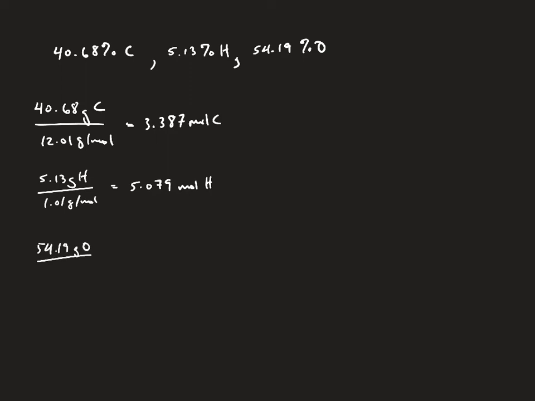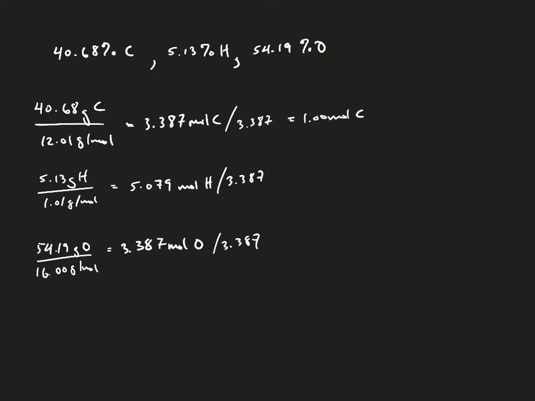54.19 grams of oxygen divided by 16 grams per mole as its molar mass. That last one is 3.387 moles of oxygen. So dividing moles by the smallest one, well, 2 of them are the same number, which is kind of convenient. So we know what we're going to get with those. We know we're going to get 1 mole of carbon. We know we're going to get 1.00 moles of oxygen.